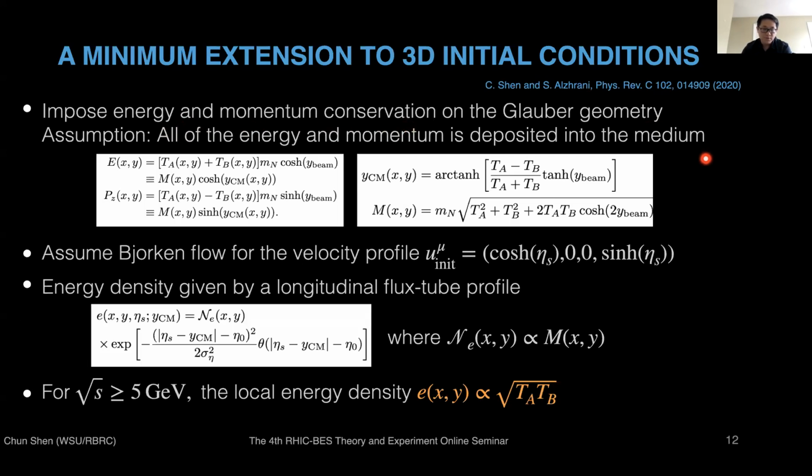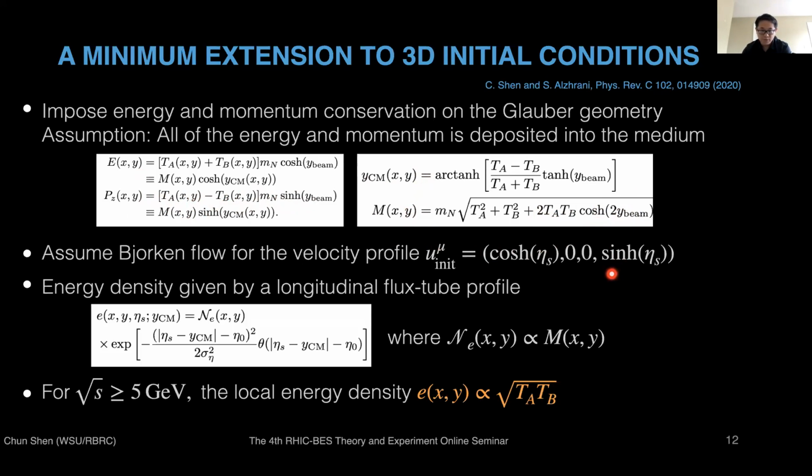The main assumption here is that whenever the nuclear thickness functions TA and TB from the two nuclei overlap, they deposit all their energy and momentum into the fluid. In this case, we can calculate the initial energy and net momentum from the incoming nuclear thickness functions of the projectile and target. If the projectile and target are asymmetric, you will have a net longitudinal momentum that can be calculated by this formula. You can transform this energy and longitudinal momentum into two convenient variables: the center-of-mass rapidity and the invariant mass. The invariant mass is more or less proportional to the square root of TA times TB when the Lorentz factor, cosh of Y beam, is large.